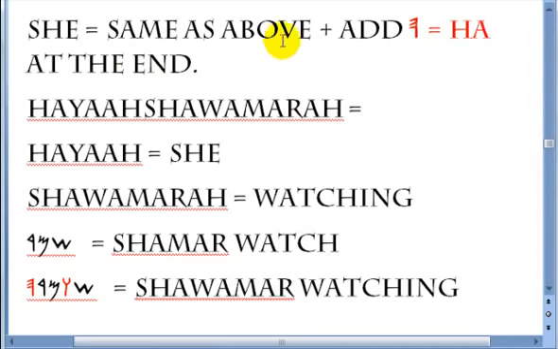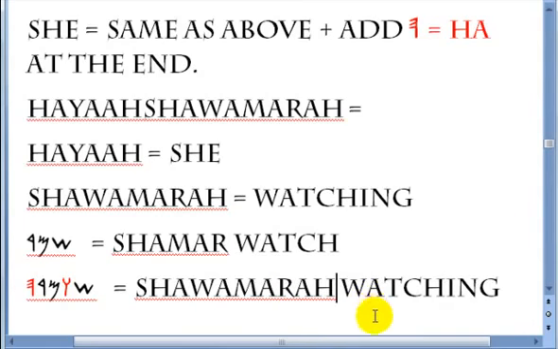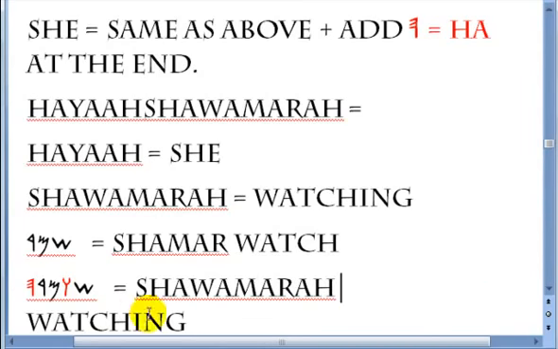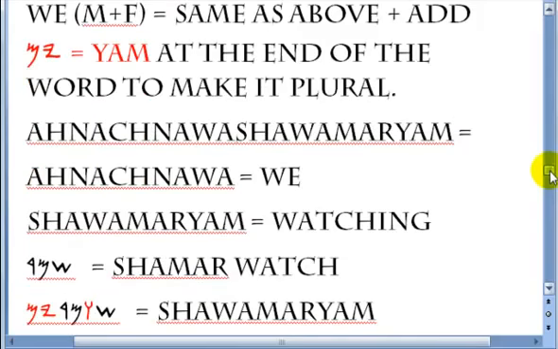So it says she, the same as above. Add the wa between the first and the second letter, then you add a ha at the end, basically to make it feminine. Haya'a shawamara. Haya'a is she, shawamara is watching. Shamar is watch. You add the wa between the first and the second letter, and you add the ha at the end. Shawamara is watching. That's how you would say it for the feminine. She watching is haya'a shawamara.